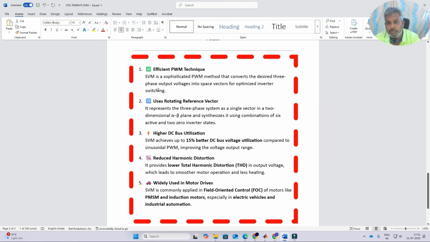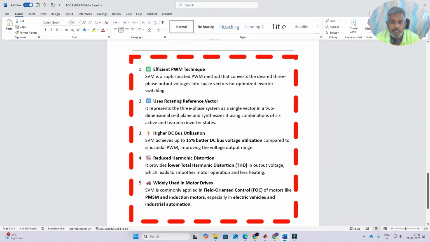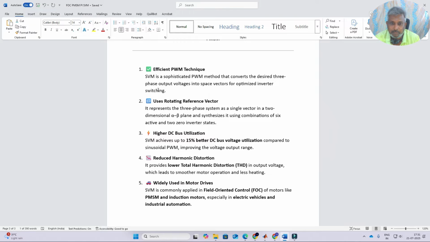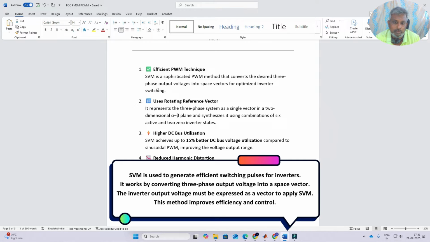So why do we go with SVM? With SVM we generate the switching pulses based upon the output voltage. That means we convert the three-phase output voltage of the inverter into a space vector form to choose the inverter states. This technique is very efficient when we have to convert the voltage into a vector.